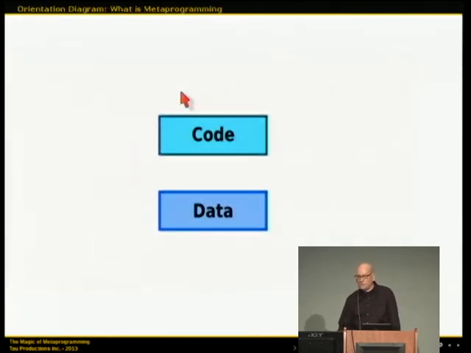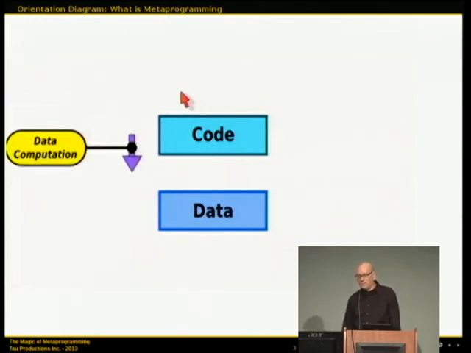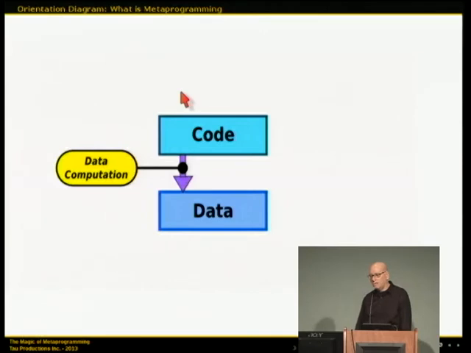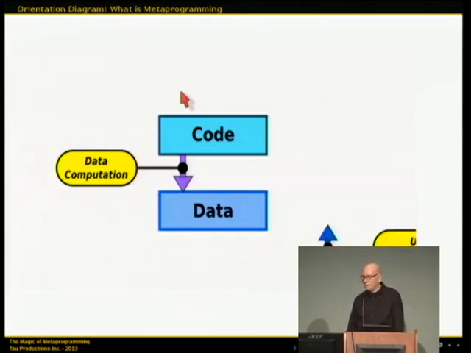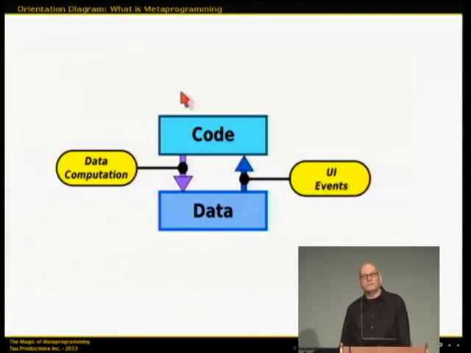So programming basically deals with, our programs consist of code and data, and we have computation, so that the code is operating on the data, and the code also responds to user interface events, say. This is a traditional model of programming.